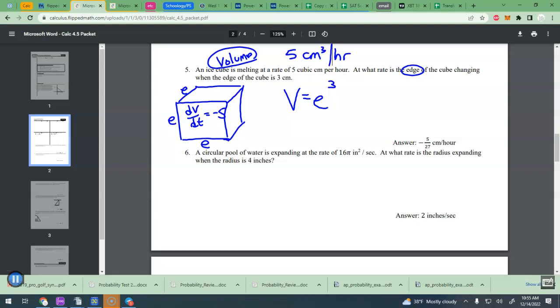So your answer should be negative, right? The cube's getting smaller, the edges are getting smaller also. So if I take the derivative here, the derivative of V is dV/dt. The derivative of e to the third would be 3e squared, and then multiply by dE/dt. dV/dt is negative 5 equals 3 times the edge, which is 3, squared.